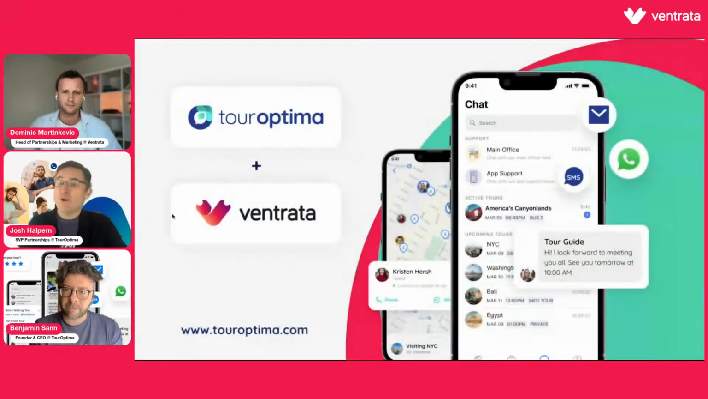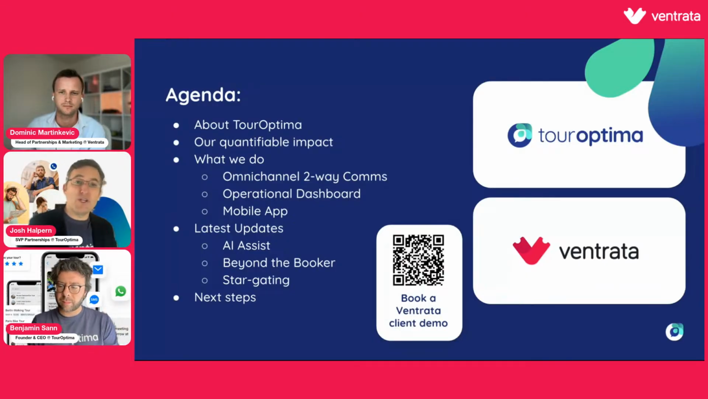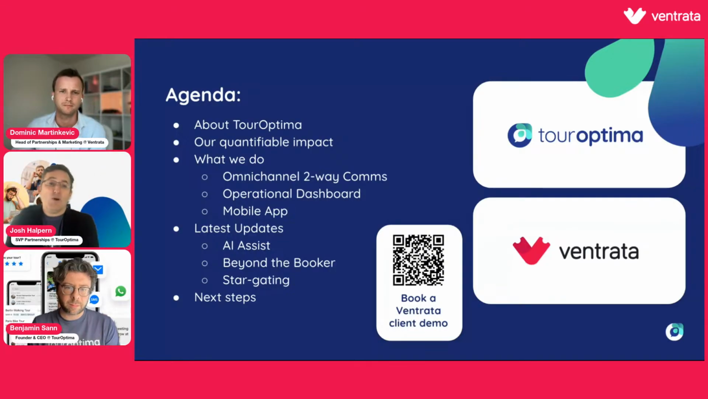So with no further ado, we've got a lot of stuff to go through. I'm going to just go through what we're going to go through. So we're going to talk a little bit about us. Then we're going to talk about the quantifiable impact that we can have on your business starting today, the ways that we can really impact from a numbers perspective. And then we're going to talk about what we do: omnichannel two-way comms, operational dashboard, and the mobile app.